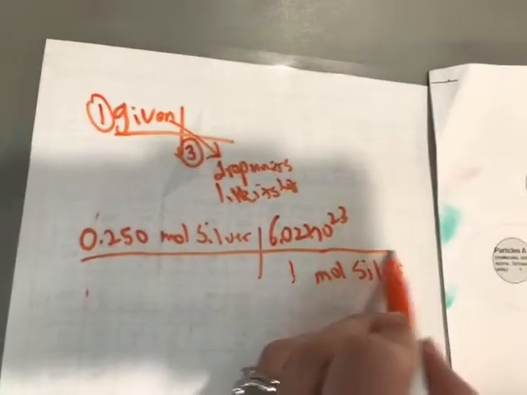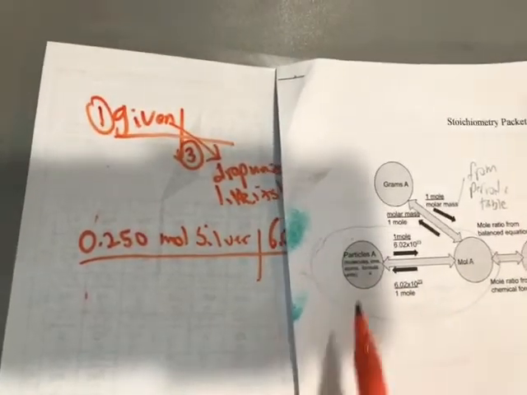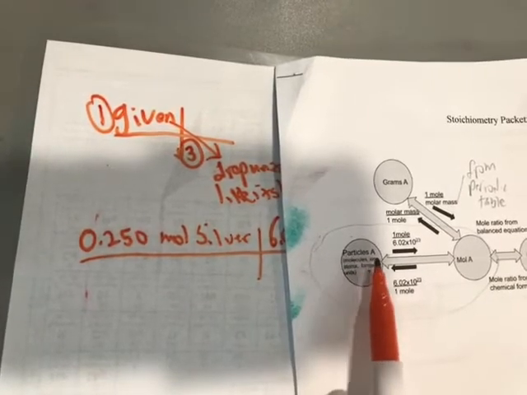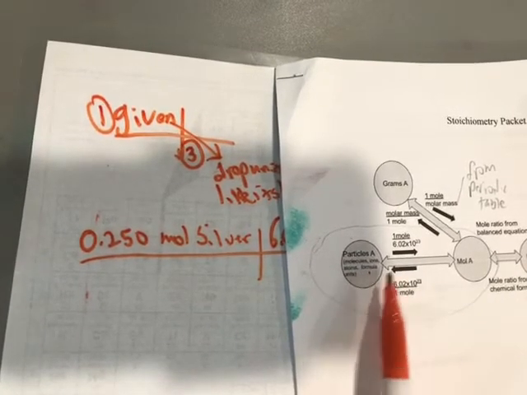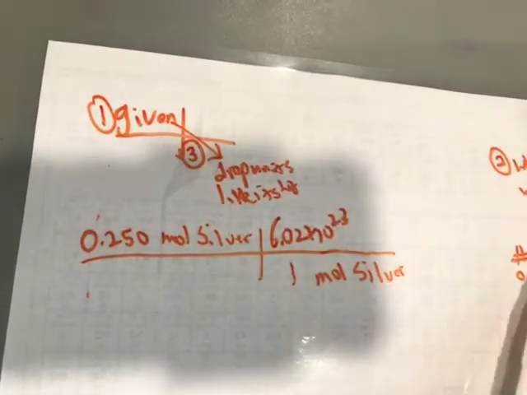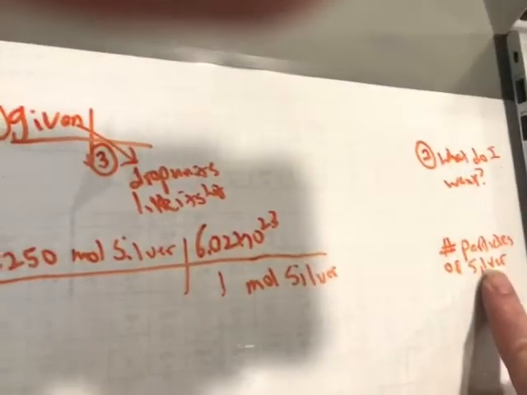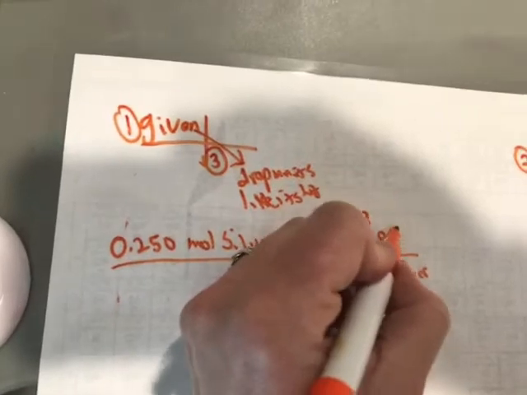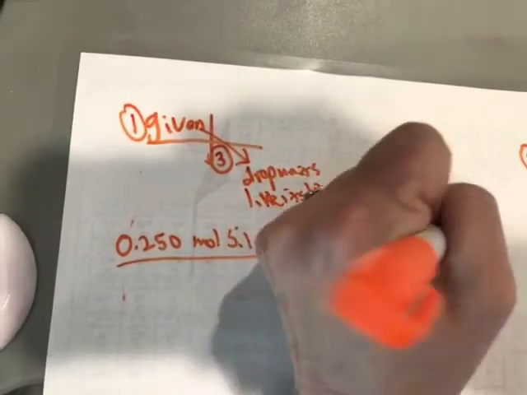Now, I need units for that, and the reason they're not written in here is because I could use particles or molecules or ions or atoms or formula units. Any of those words I can plug in for Avogadro's number. In this case, I want particles, so I'm going to use the word particles because it is one of my choices. Okay, so there's where particles of silver will go.